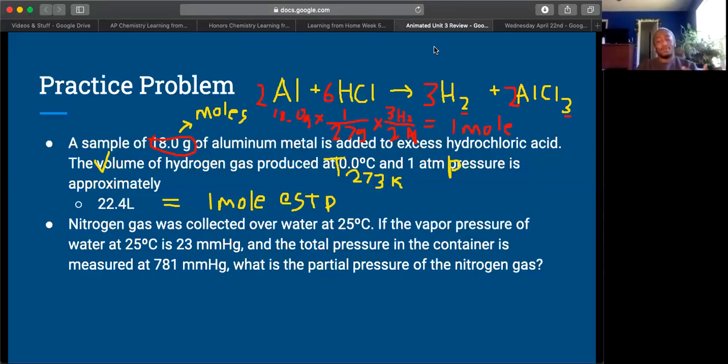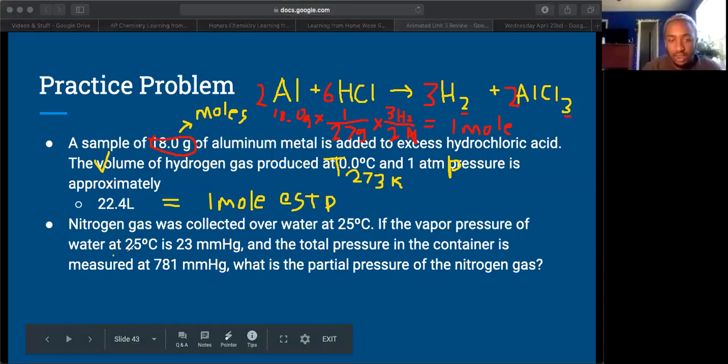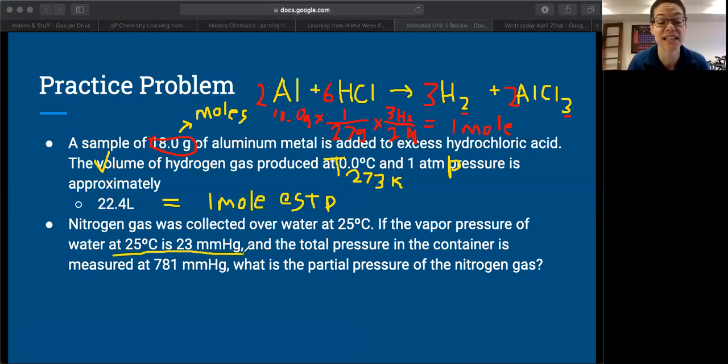Hoodwinked and bamboozled. So the next one: nitrogen gas was collected over water. That's the lab we did at 25 degrees. If the vapor pressure of water at 25 is 23 millimeters mercury, and the total pressure is measured at 781, what is the partial pressure of nitrogen? Again, the only reason they are ever going to give you this is so that you can subtract it off the total. That's it.